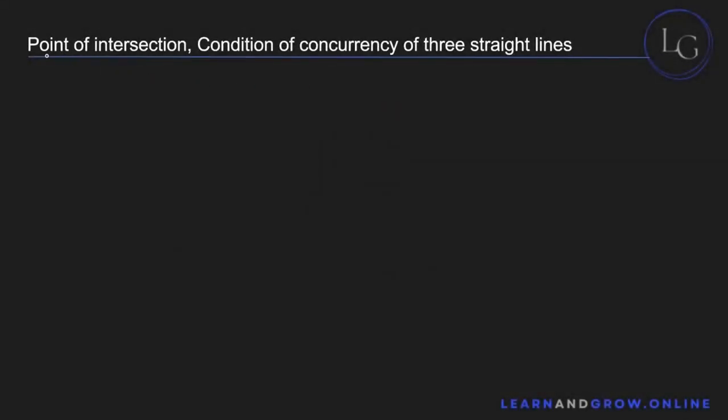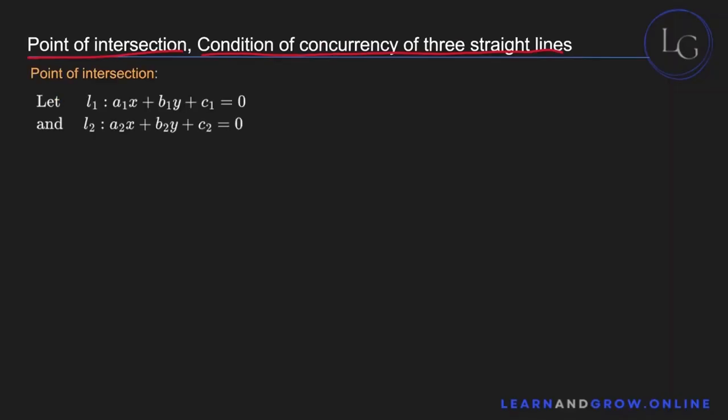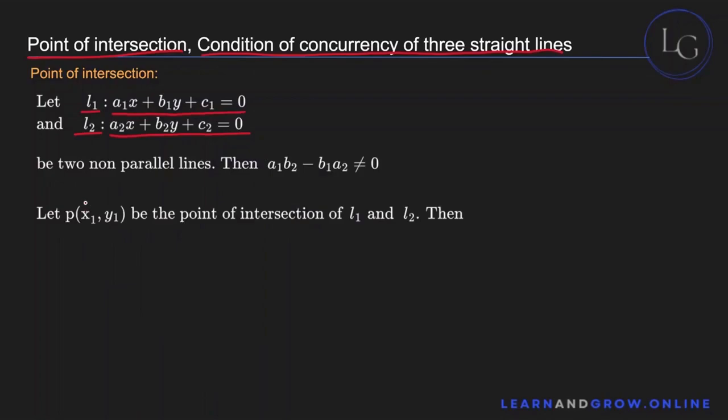Now let's see what the point of intersection of two lines is, and we also will discuss the condition of concurrency of three lines. Concurrency means that they actually intersect. We need to ensure that the three lines intersect. So this is the general equation of line 1, and this is the general equation of line 2, right? And we have to make sure that these two lines are not parallel, because if the lines are parallel, they'll never intersect.